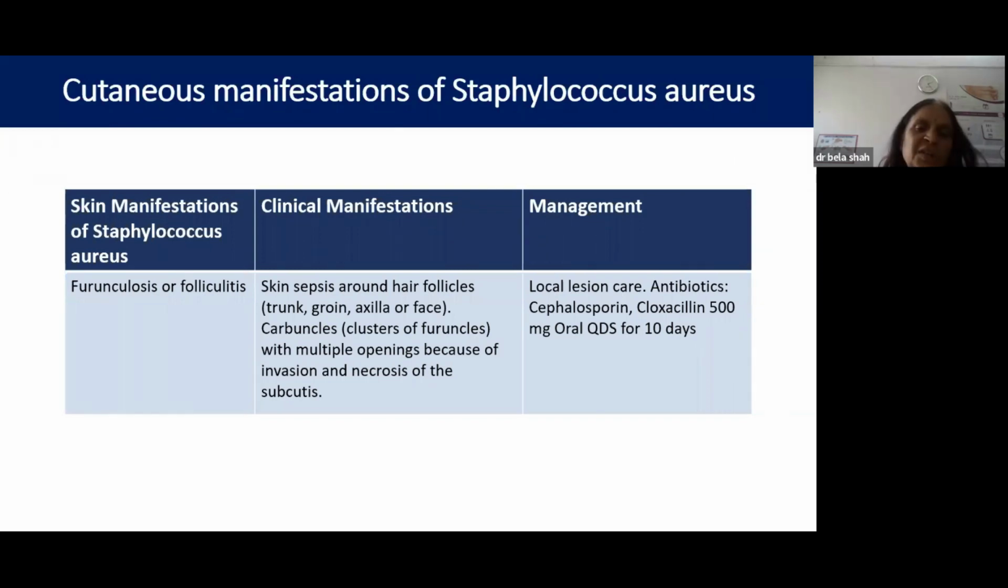Carbuncle we typically see in a patient who is diabetic, but again we can see carbuncle as a presentation in a patient who is PLHIV, and we know that carbuncle will have multiple sieve-like openings, and that will exude all the pus because the inflammation is quite deep in the subcutaneous fat.